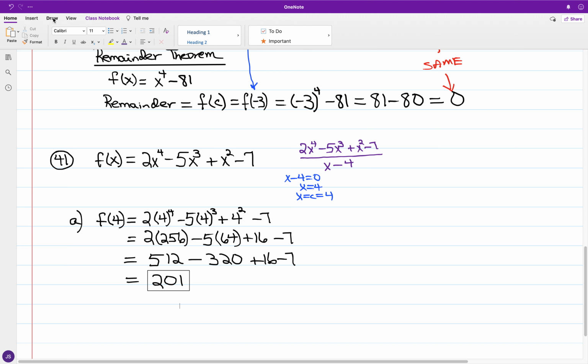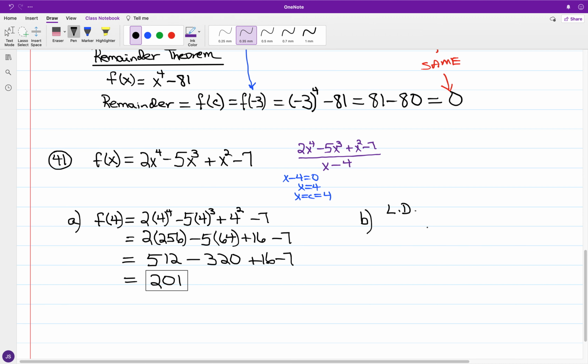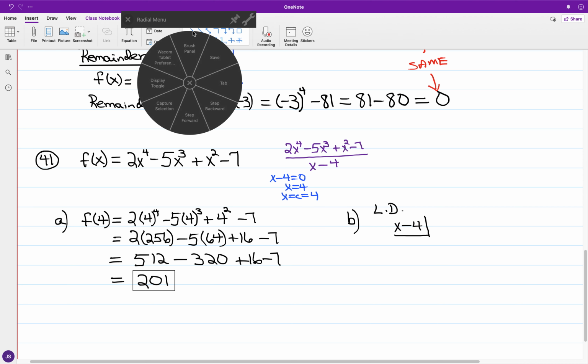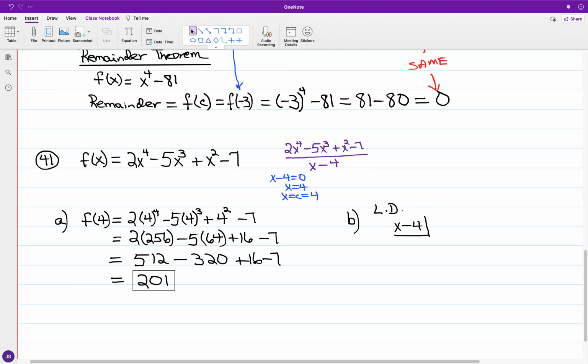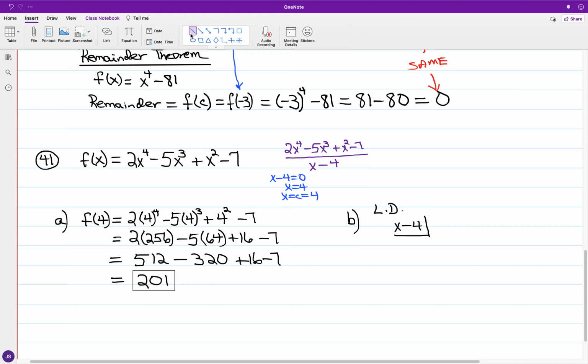Now, also in the case of determining the remainder by synthetic division, again you have your long division, so you have x minus 4. Now, if you notice in the remainder theorem approach, I did not have to worry about applying any 0 placeholders.